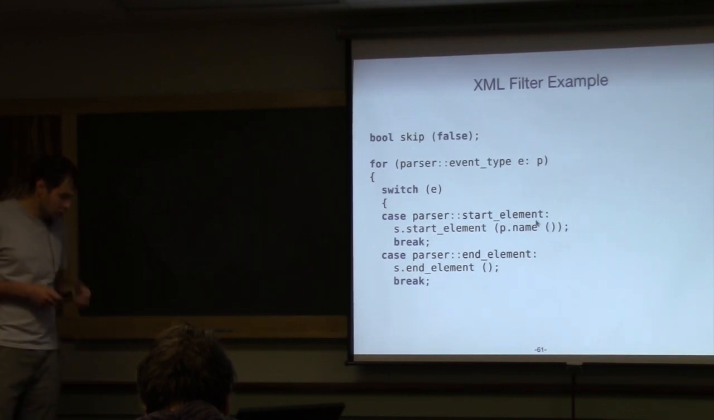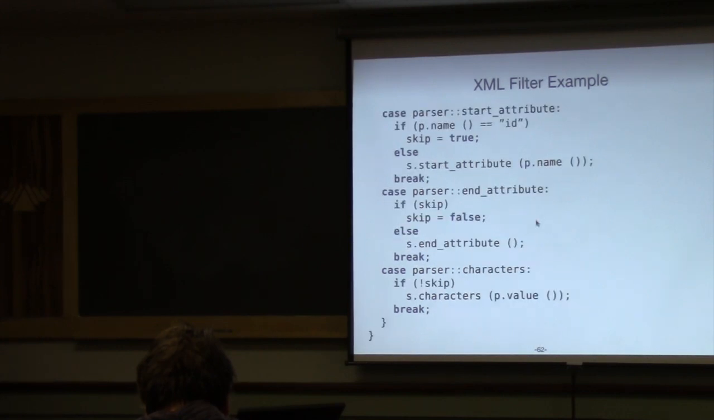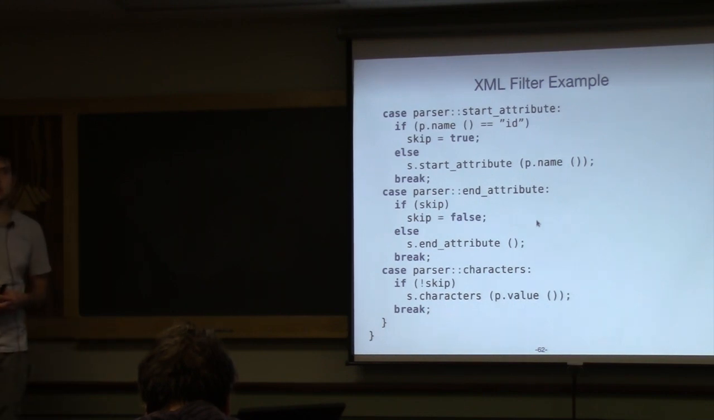So now we can finish our filter. This part deals with the loop header and the element parsing code. So nothing really interesting here. We just forward everything to the serializer. And here we have the rest of the implementation. Here we have a bit of logic for skipping the ID attribute. So that's essentially the skeleton for implementing a filter or converter using this API. Probably will fit on one page.